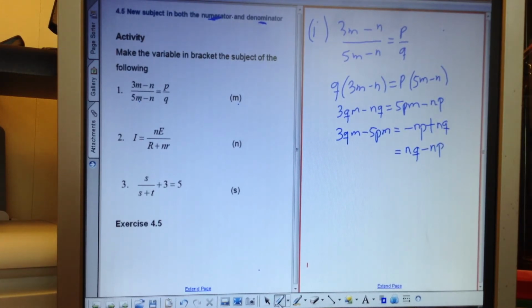Then what we are looking for is the m, which is in that term and also in this term. So we factorize the m. We are left with 3q minus 5p. Here, if we divide by 3q minus 5p, we'll be left with our m. So m will be equal to nq minus np, divided by 3q minus 5p.